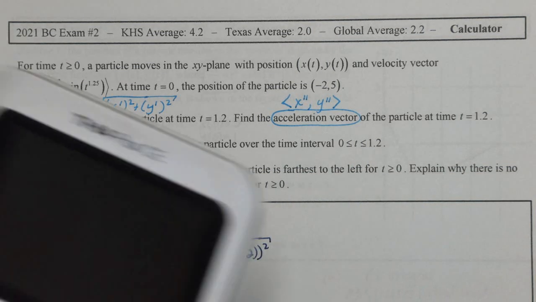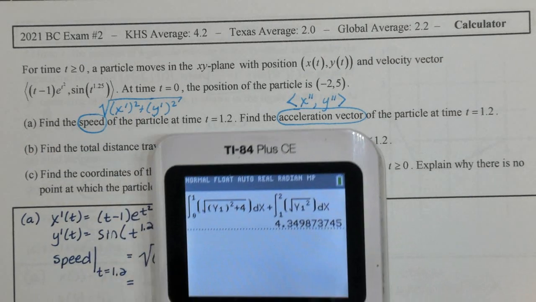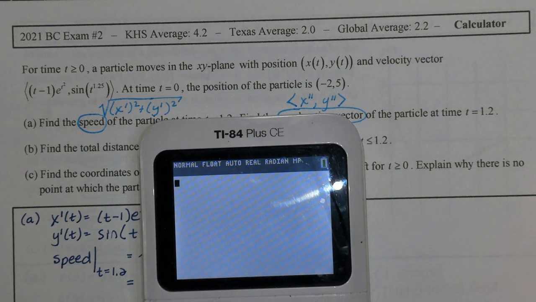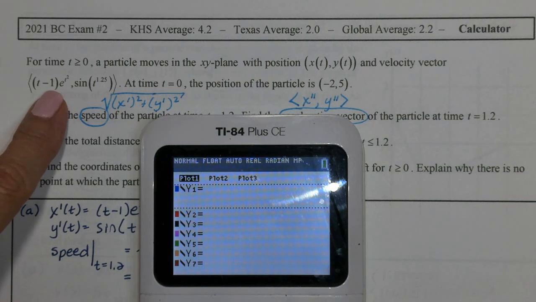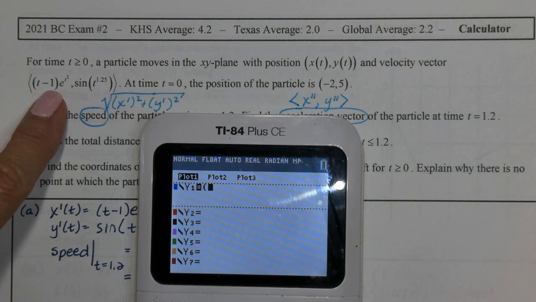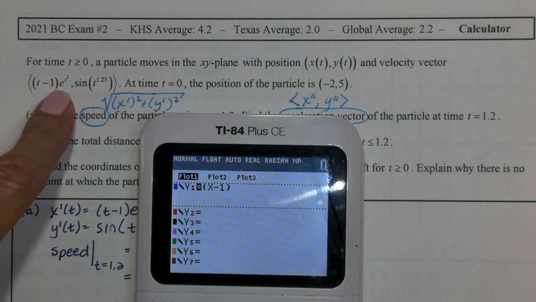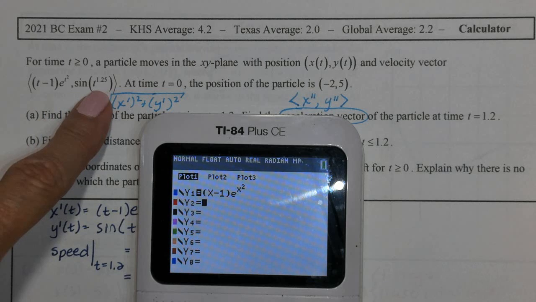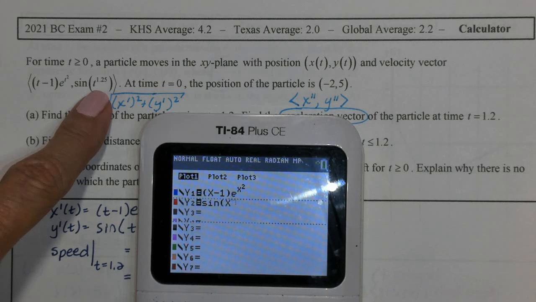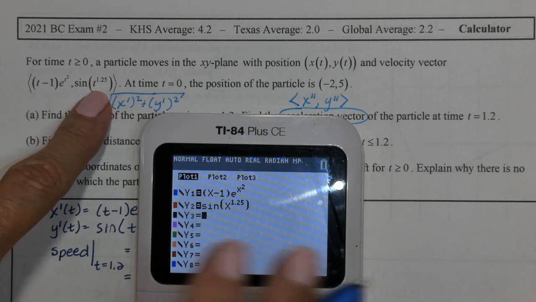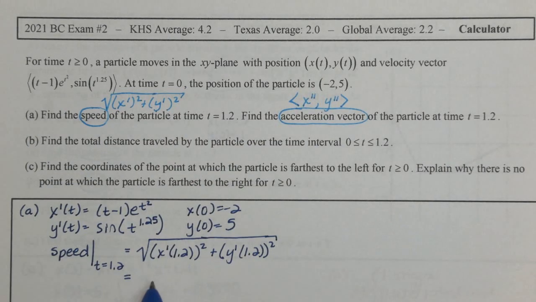So now I'll go to my calculator. Okay. I'm going to clear out what's there, because in for y1 I'm going to put x prime, making sure that we get it right, make sure it matches, and in for y2 I'm putting y prime, sine of x to the 1.25. Make sure you get those in there right. I always double check.